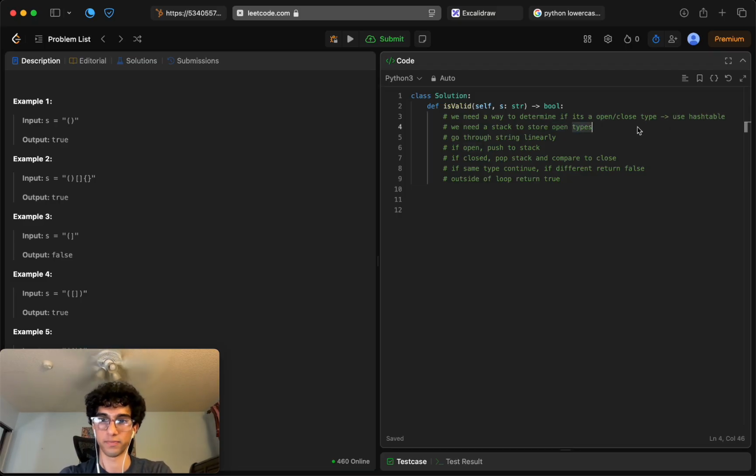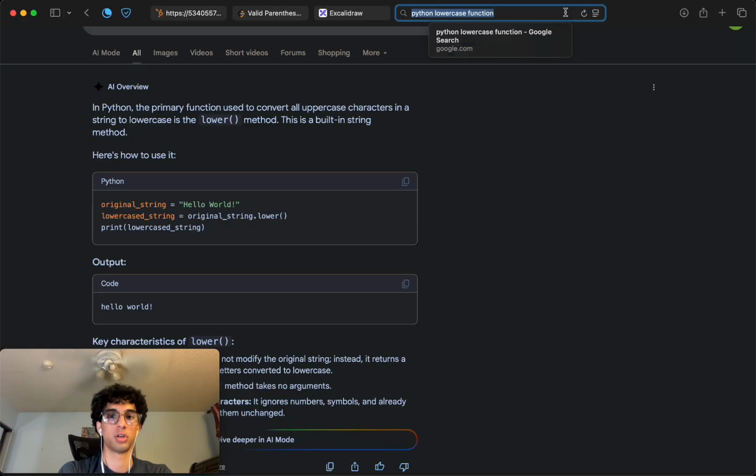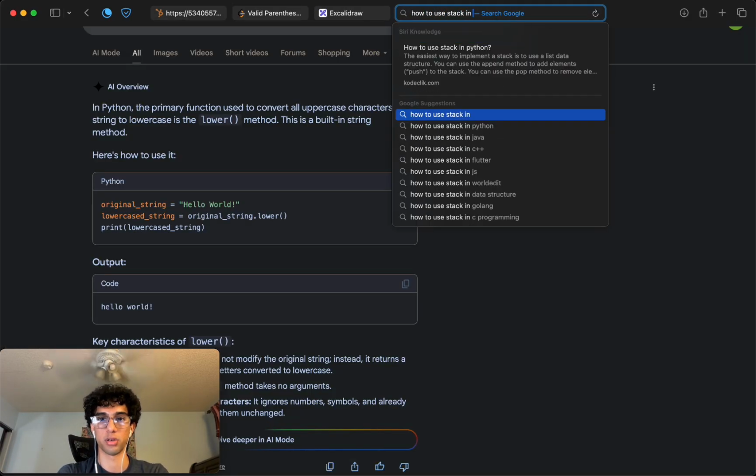What's the difference between a hash map and a hash table? I'll figure that out later. We need a stack to store open types. How to use a stack in Python.